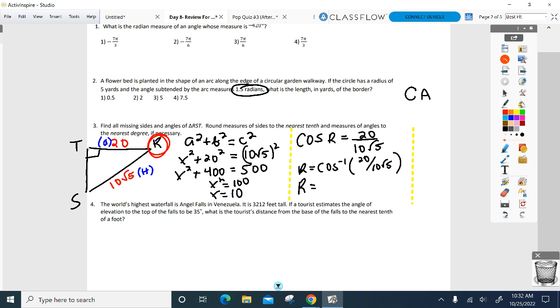What do you got? Nearest 10th. What's this angle? 27. Oh, it says to the nearest degree. Sorry. Yep. So 27 degrees. Good. Almost done. We got one more angle.